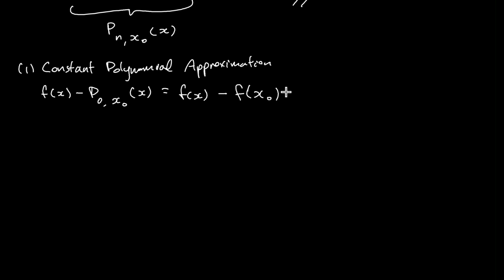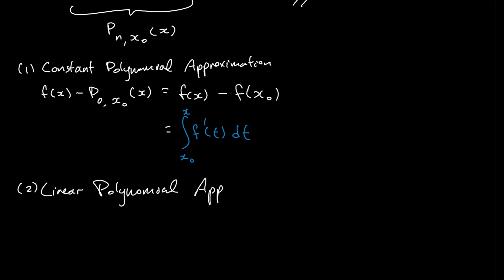So the fundamental theorem of calculus tells us that we can write the difference as an integral from x0 to x of f prime of t dt. I'm going to rewrite this in blue to make it clear so we can keep track of everything we're doing. So again, it is the integral from x0 to x of f prime of t dt. Okay, good. Now let's do the linear polynomial approximation accuracy, which is just f of x minus P_1,x0 of x, since linear is degree 1.